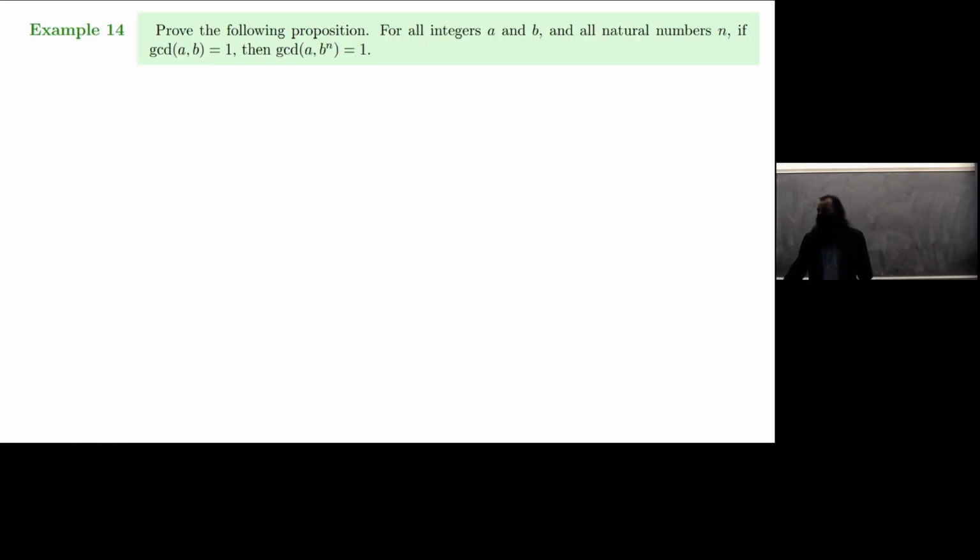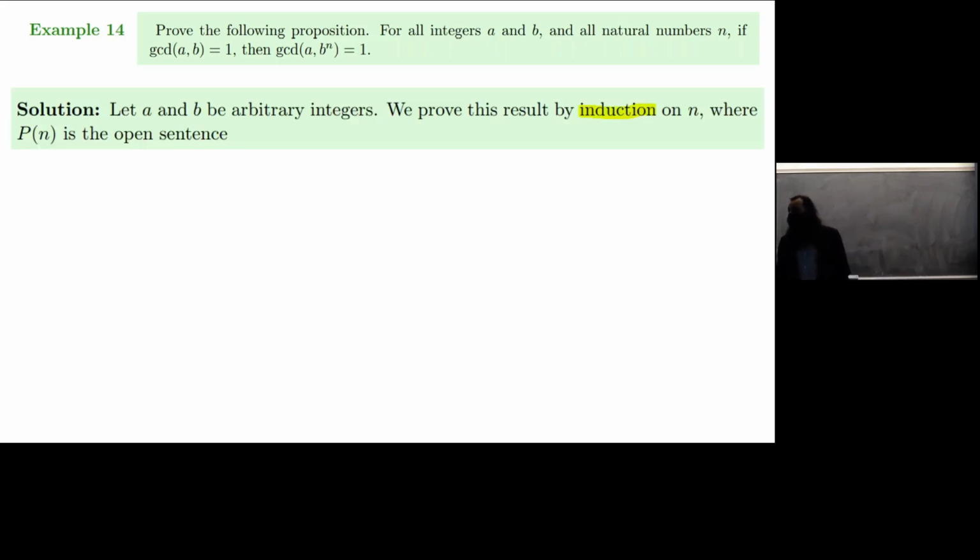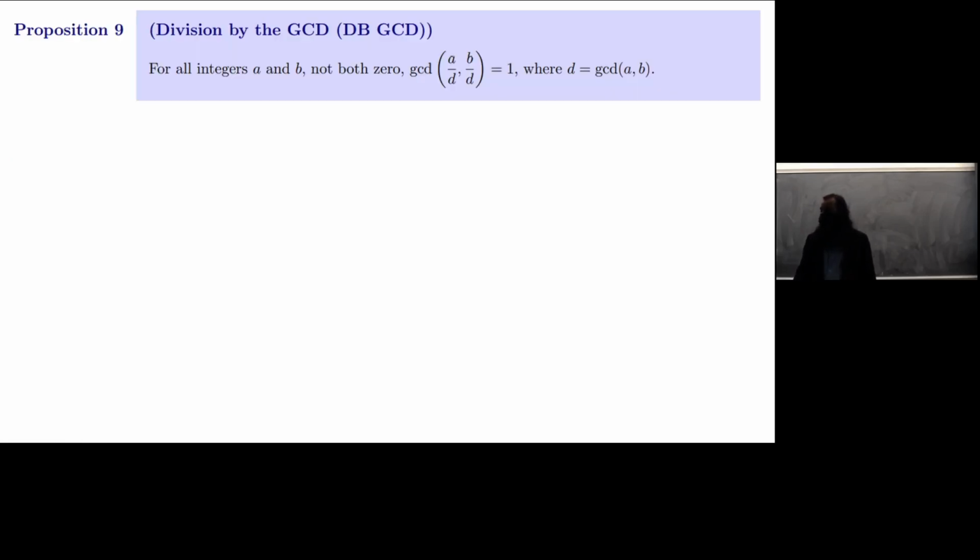Okay, prove the following proposition. If A and B are coprime, then A and B to the n are coprime. How do we prove that? What type of induction? Strong induction. Well, okay. In this case, just any type of induction will work, but I always recommend strong induction, because strong induction will always work whenever regular induction works. All right.